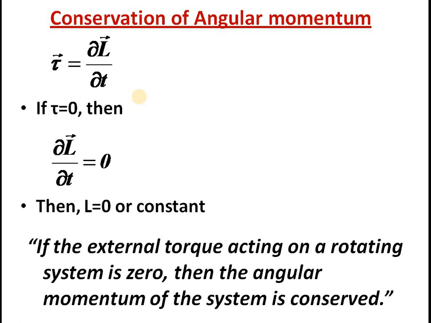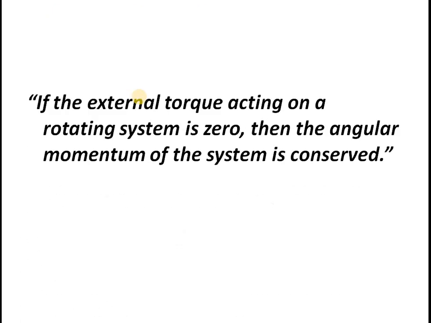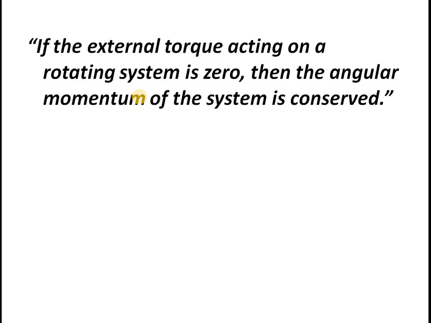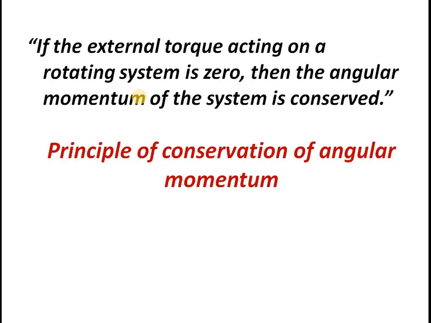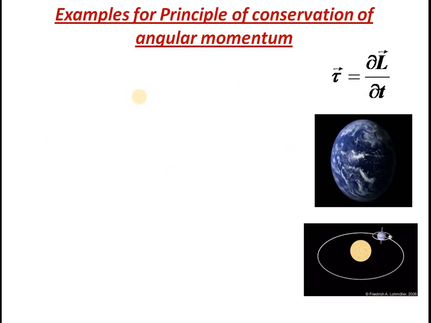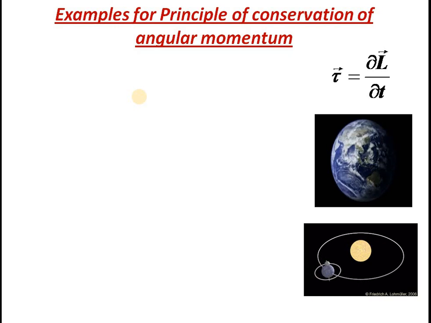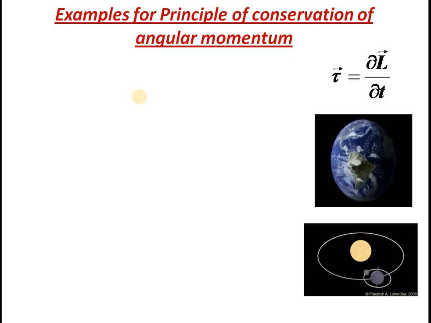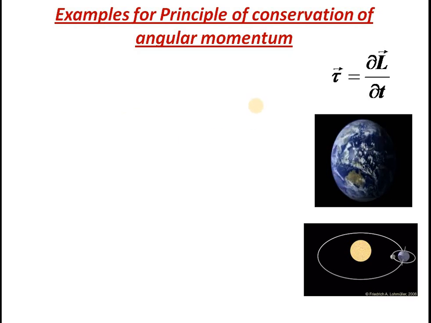A rough example. A similar example can be given even in rotational motion, which we will be doing very shortly. This law, that if external torque is 0 then angular momentum is constant, is called the principle of conservation of angular momentum. Let us see a good example for this principle, just like we discussed the train example for the principle of conservation of linear momentum. This is also a rough example, not an ideal one.